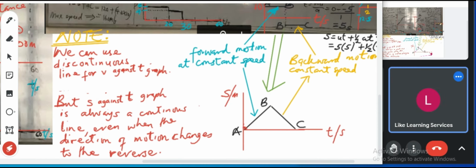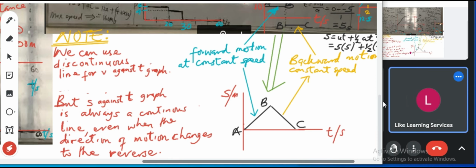No, it doesn't. In fact, a distance against time graph is always above the time axis, whether it is forward or backward. So it doesn't have a break and form another one below it. There's no need for that. So that's what I wrote here. We can use a discontinuous line for velocity against time, but a distance against time graph is always a continuous line, even when the direction of the motion changes.